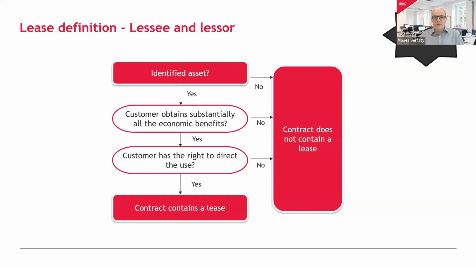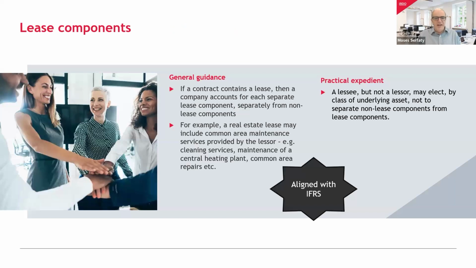So then moving on to the next slide, we're talking here about lease components. If you have a contract that contains a lease, then you've got to account for each lease component separately, and also separately from non-lease components. So what does that mean? You can have a lease on a building where you are being provided with common area maintenance by the landlord. In theory, if that building has 6 floors, potentially each floor is a separate lease component, and the maintenance services are a non-lease component, because it's a service you're receiving.